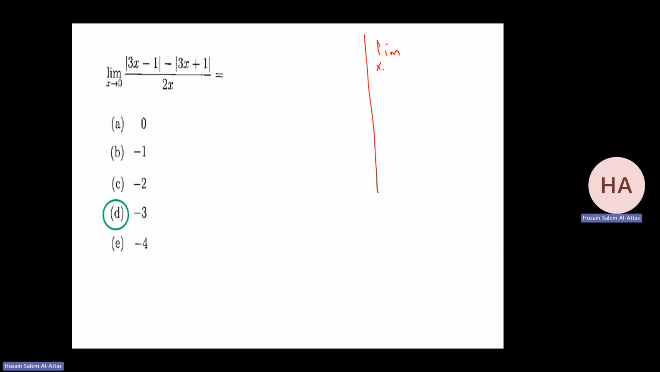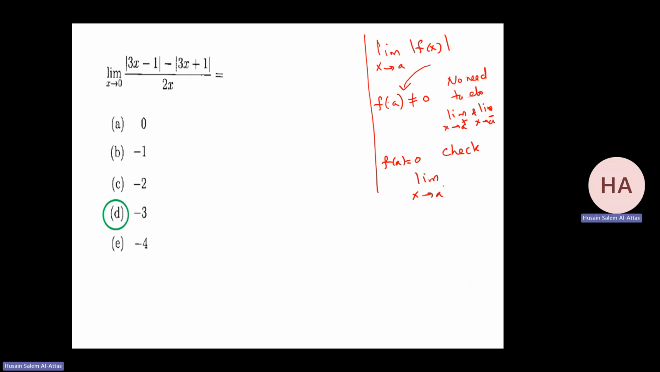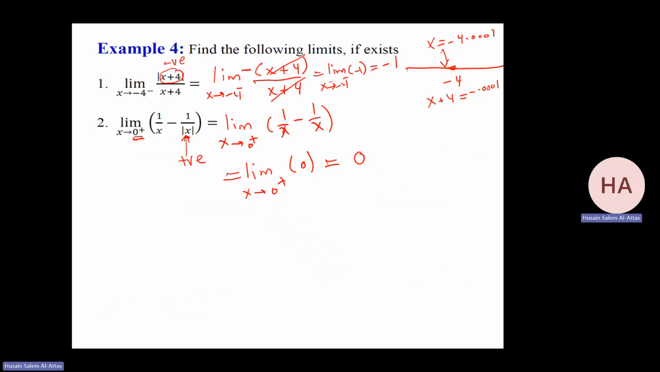If I want to find the limit as x goes to a of f of x, there are two cases. If f of a is not equal to 0, there is no need to do left and right. Do it once. If f of a equals 0, check the limit from the right and the limit from the left. And that's what the previous examples were, all of them.